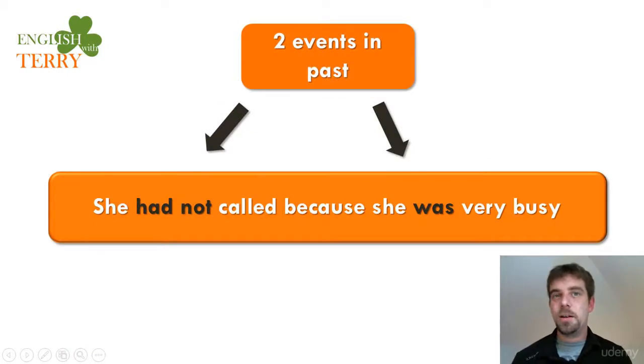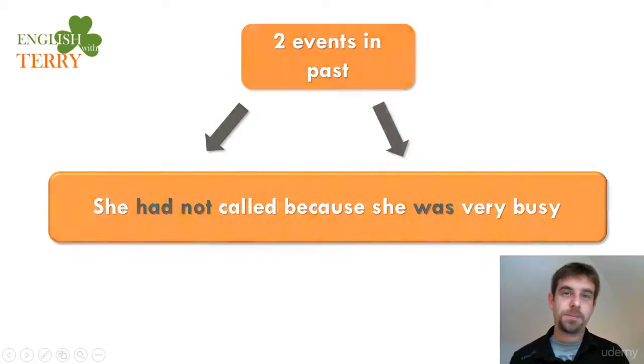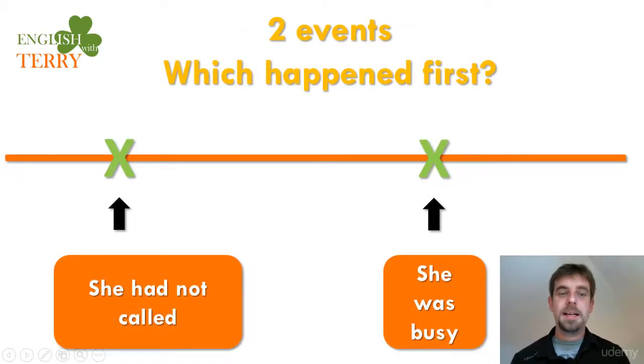So one more example. She had not called because she was very busy. So two ideas, two events in the past, but which happened first, or which did not happen first? But what's the connection? Here it is an explanation. She had not called because she was very busy. The idea that she had not called is in a time before this, as in which happened first. So this is the basic idea, okay?